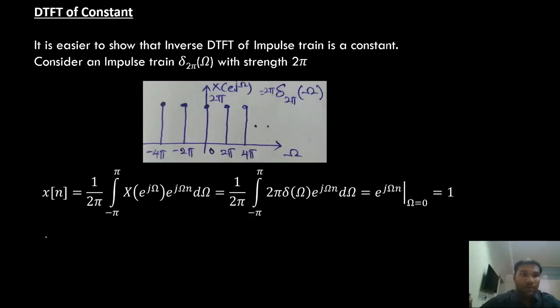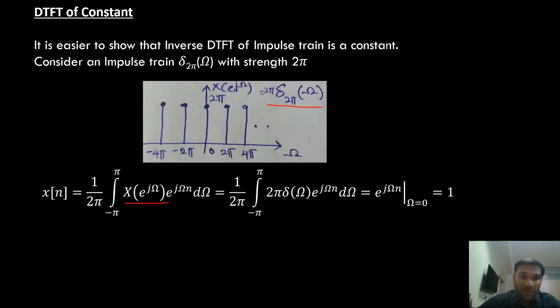Then we'll find x of n. We'll take the inverse DTFT equation: x of n is equal to 1 by 2 pi integral from minus pi to pi of X of e power j omega into e power j omega n d omega. In place of X of e power j omega, I am going to substitute 2 pi into delta 2 pi of omega.